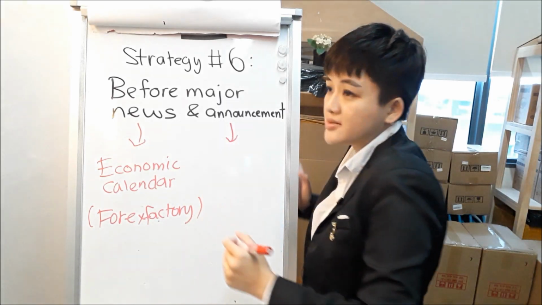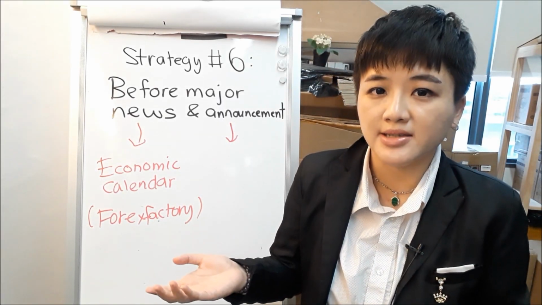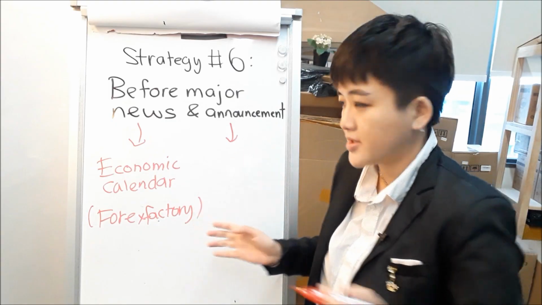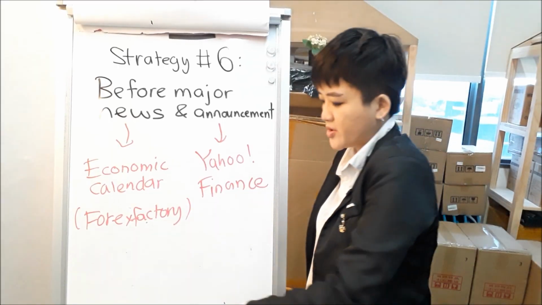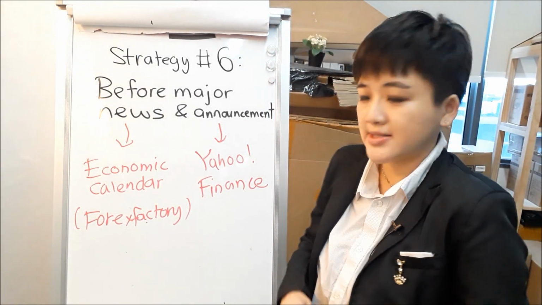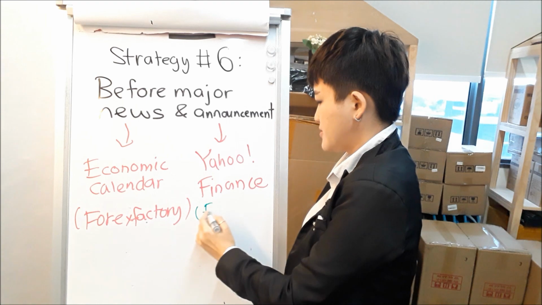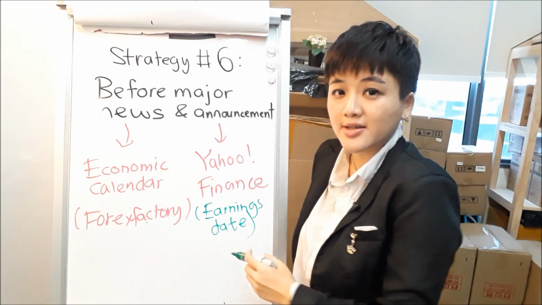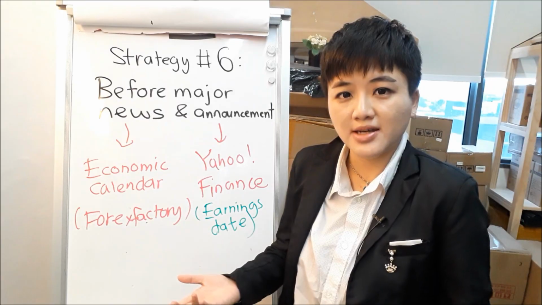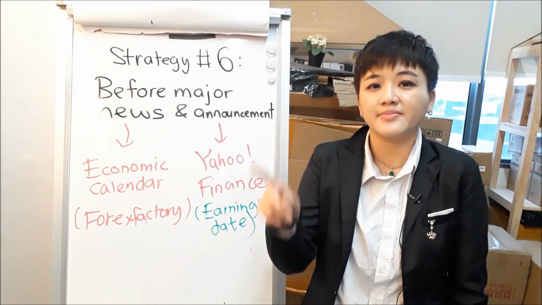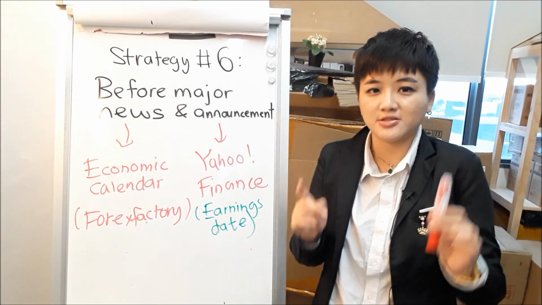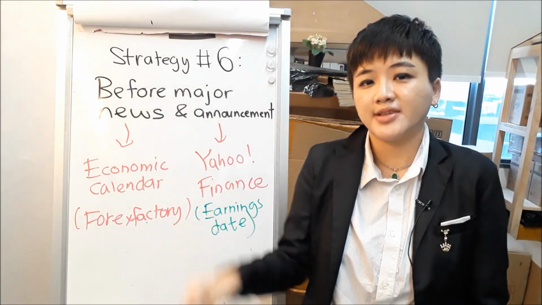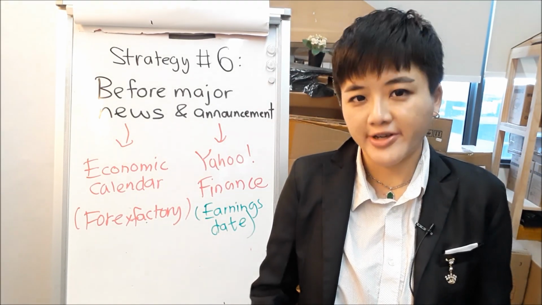For stock traders, you need to get out before the earnings announcement. For earnings announcements, you can go to websites like Yahoo Finance. When you go to Yahoo Finance, you will come across the term earnings date. Make sure you take your profit before the earnings announcement, because the stock might gap up or gap down. If you are lucky and you bought the stock, you're going to earn a lot of money. But if you're unlucky, you bought the stock and then it gaps down, from today onwards, your trading career has just ended.